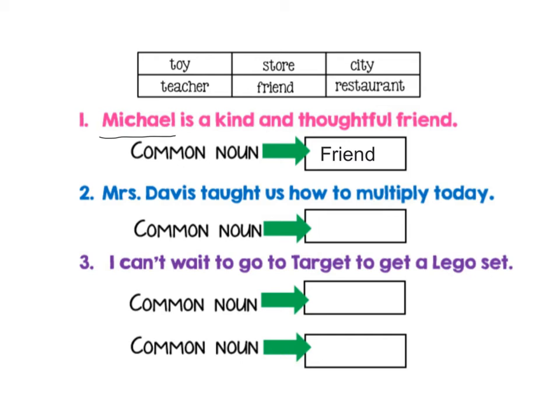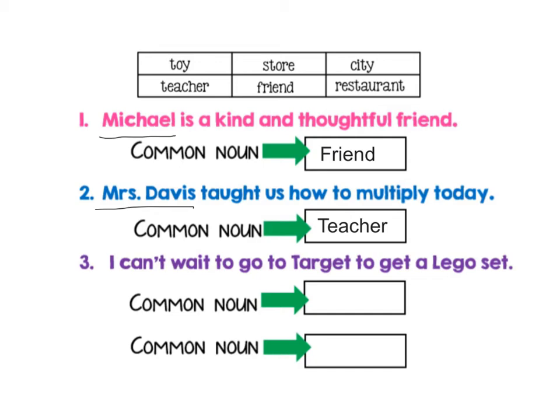All right, let's check your work on sentences number 2 and 3. In sentence number 2, Mrs. Davis taught us how to multiply today. The proper noun that you should have underlined is Mrs. Davis. The common noun that Mrs. Davis is referring to is teacher. So in this example, you should have underlined Mrs. Davis, and on the line underneath that sentence, you should have written the word teacher.